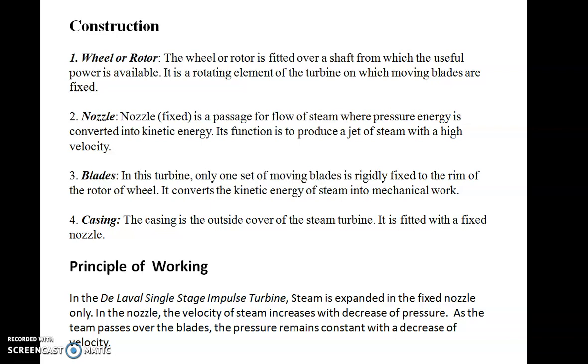The nozzle is a fixed passage whose function is to increase the kinetic energy, or convert the pressure energy into kinetic energy. Blades: in this turbine only one set of moving blades is rigidly fixed to the rim of the rotor or wheel, and those are nothing but moving blades. So in the stage there are two things: one is the nozzle and another is the moving blade. In further cases we are going to see that the nozzle is also called a fixed blade, but that we'll see when we see compounding. But for a simple impulse turbine, the fixed blades are replaced by nozzles. So there is a set of nozzles and a set of moving blades.